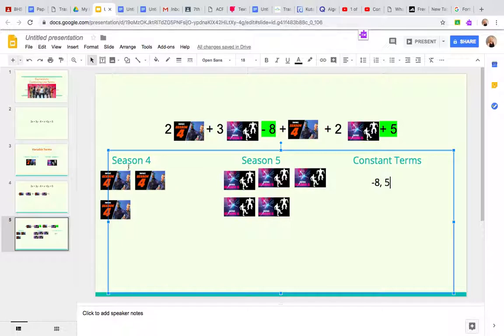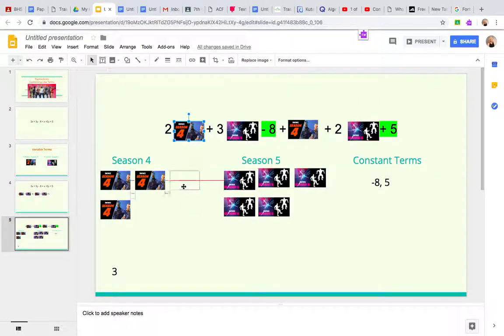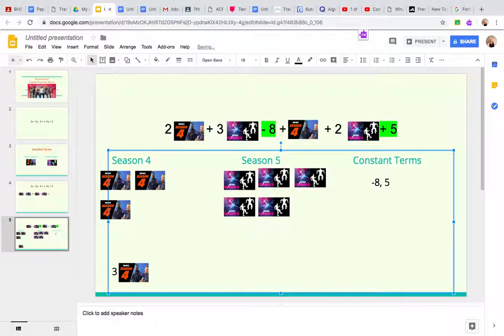So the first thing I'm going to do is look at season 4, which represents one of the variable terms. And I'm just going to count out how many of the battle passes from season 4 I have. I have 1, 2, 3. Okay, let me get my cursor down there so we can work this. So I have 3 battle passes from season 4. Okay, I'm just going to take one of these right here to represent the battle pass from season 4 so that it will show that it's 3 battle passes from season 4. Now I'm going to move on.